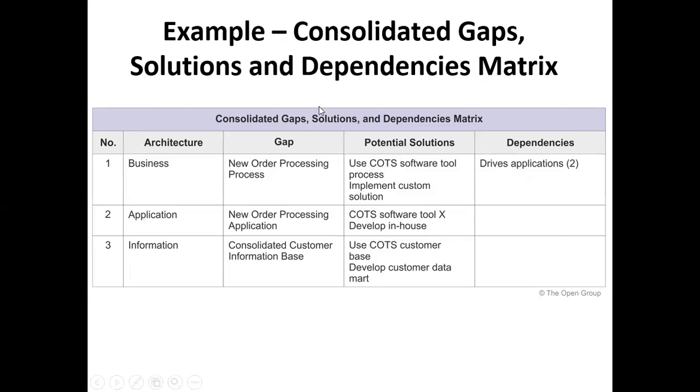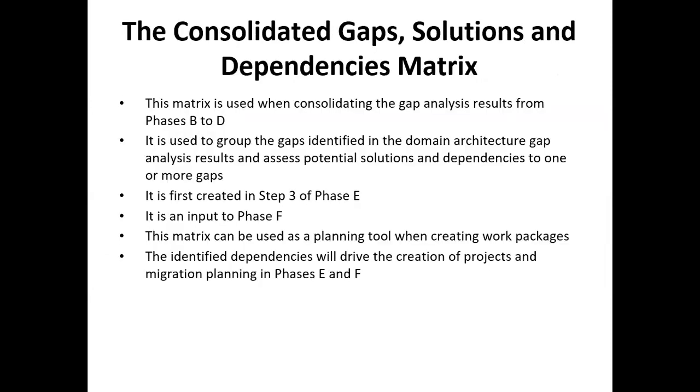Now, where can I use this particular matrix? For example, in phase C, when you consolidate the gap analysis, you can use it because it is called the consolidated gap solution dependency matrix. You can use it to highlight the consolidation of gaps, the solution, and the dependency. Basically, you consolidate everything, and then you tell what would be the best way to deliver that.